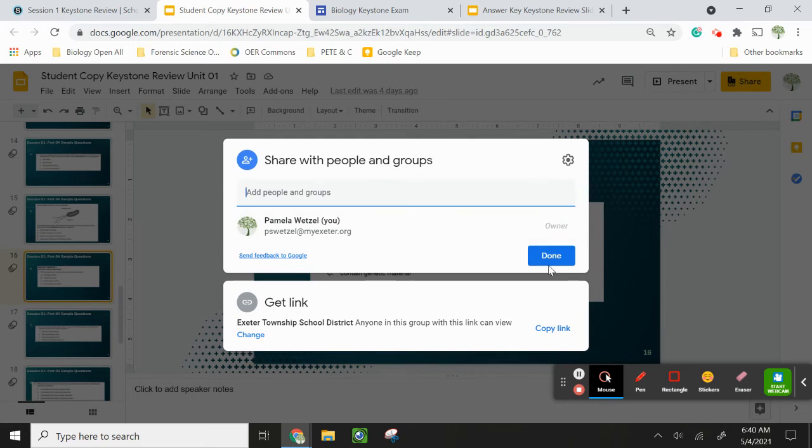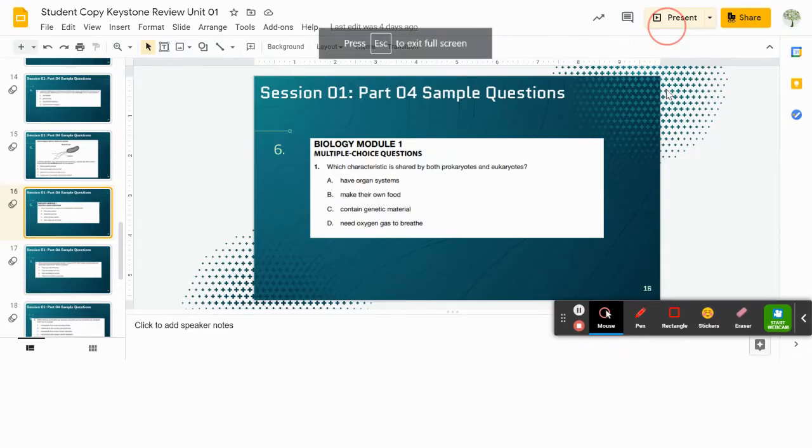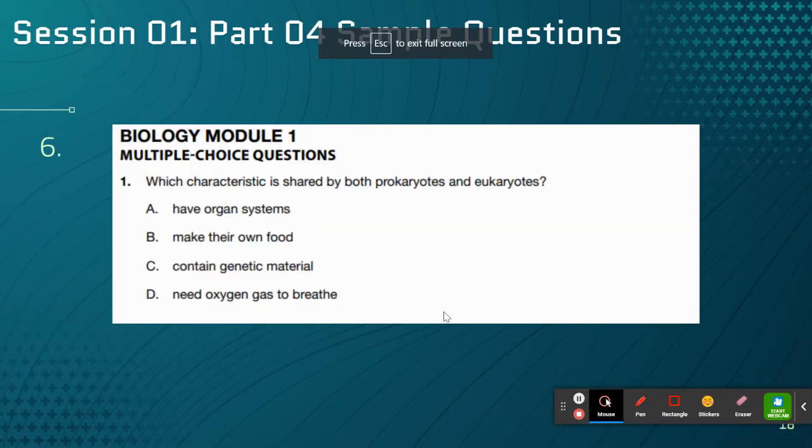What am I doing? That's not what I wanted. There we go. Number 6. Which characteristic is shared by both prokaryotes and eukaryotes? Okay, again, knowing the differences between prokaryotic cells and eukaryotic cells. They have organ systems, they make their own food, they contain genetic material, or they need oxygen to breathe. Think about that for a second. Pause if you have to.